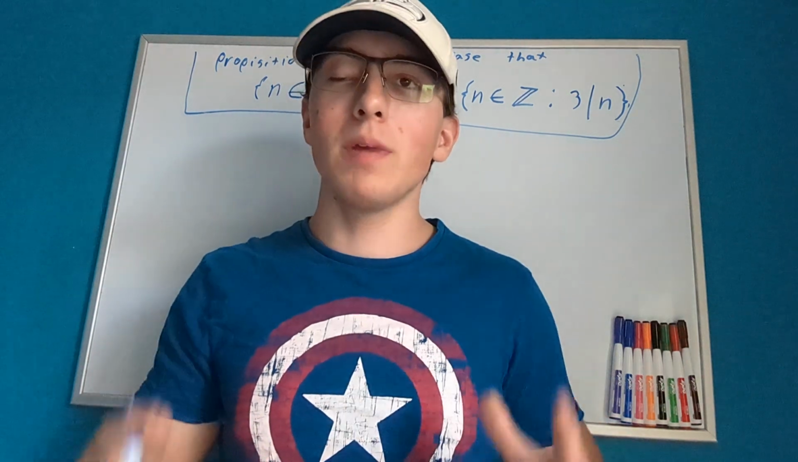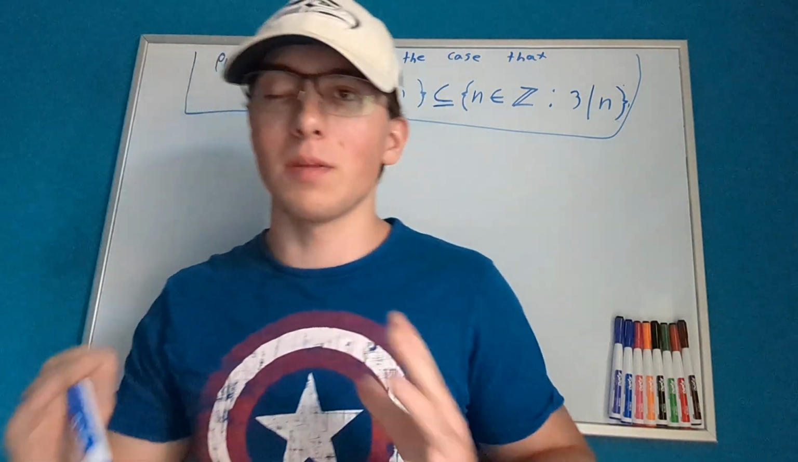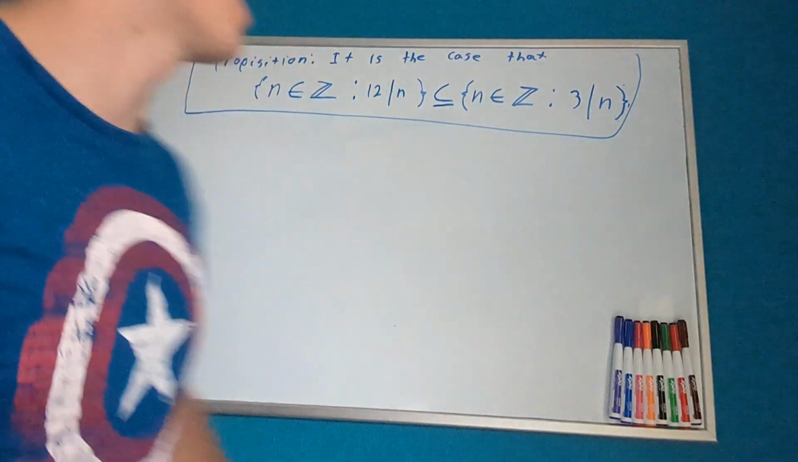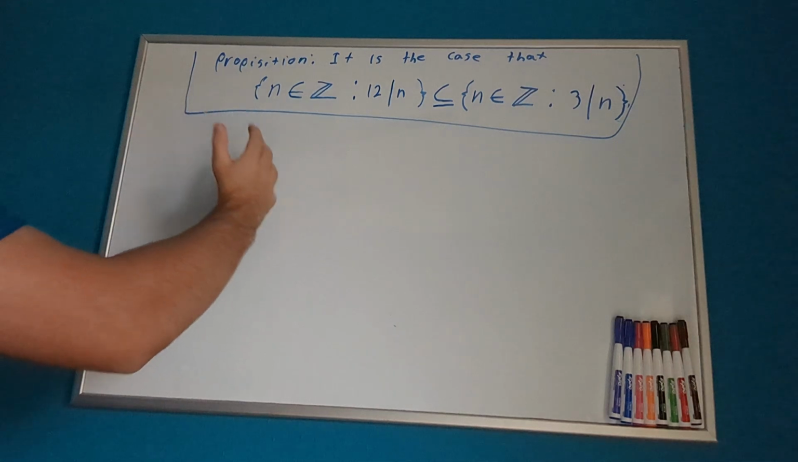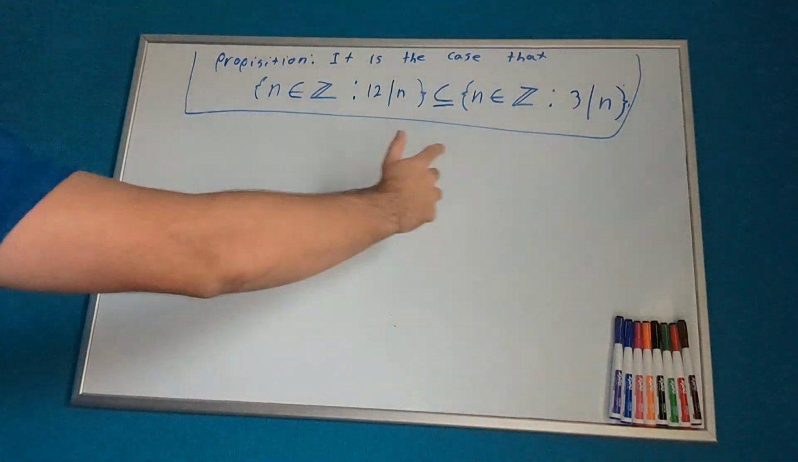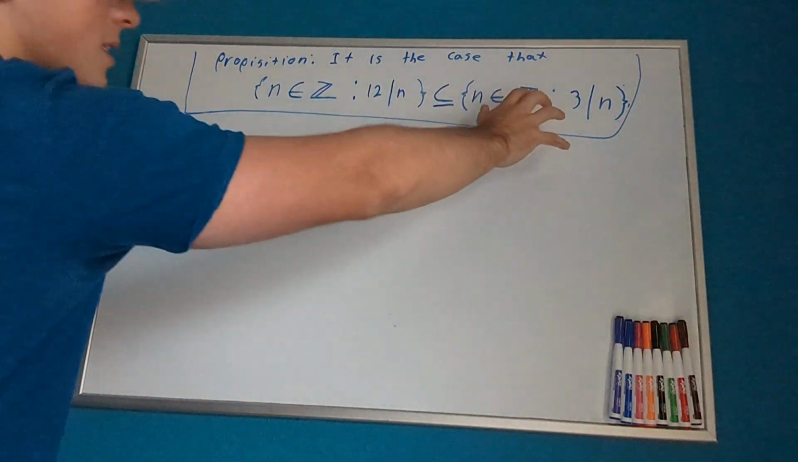Today, I want to talk about how we can prove that a set is a subset of another set. So the best way to do that is with an example. And we're going to be sticking with a very basic example today. So here we have our proposition. It is the case that this set is a subset of this set.